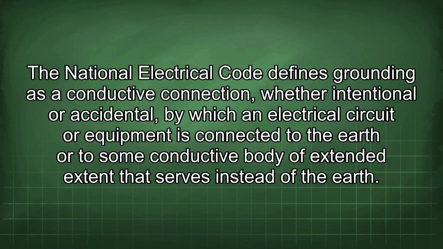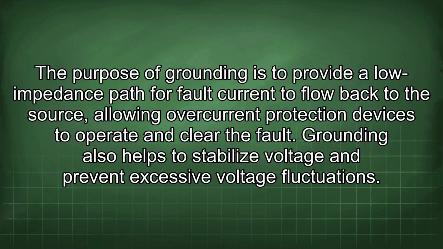The National Electrical Code defines grounding as a conductive connection, whether intentional or accidental, by which an electrical circuit or equipment is connected to the earth or to some conductive body of extended extent that serves instead of the earth. The purpose of grounding is to provide a low impedance path for fault current to flow back to the source, allowing overcurrent protection devices to operate and clear the fault. Grounding also helps to stabilize voltage and prevent excessive voltage fluctuations.